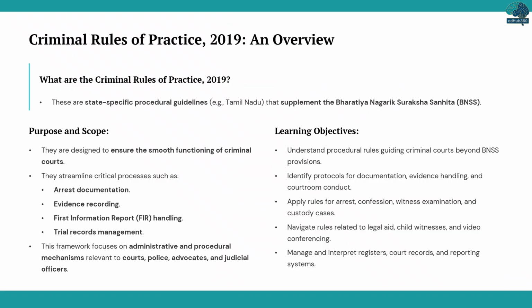First up, let's understand the Criminal Rules of Practice 2019. These are state-specific procedural guidelines, like those in Tamil Nadu, that supplement the broader Bharatiya Nagarik Suraksha Sanhita, or BNSS. Their main purpose is to ensure the smooth functioning of criminal courts and to streamline crucial processes like arrest documentation, evidence recording, first information report handling, and trial records management.